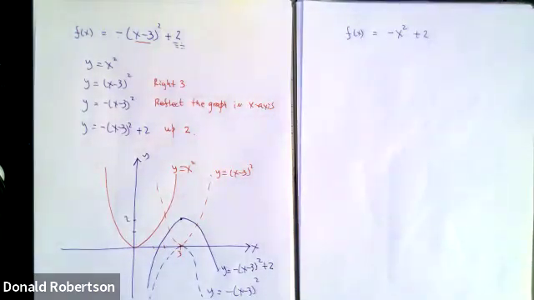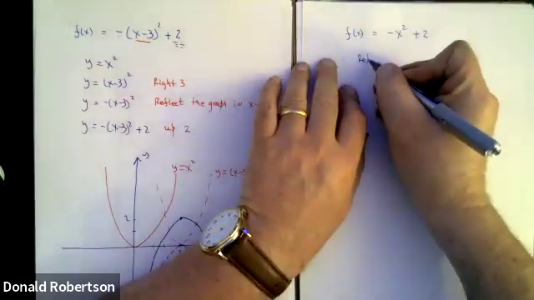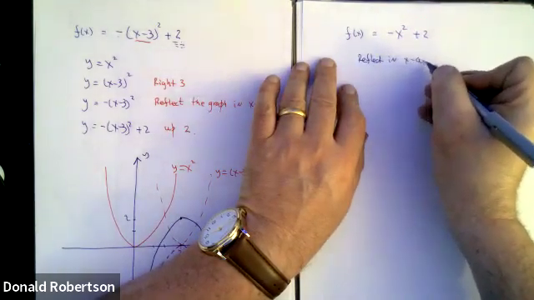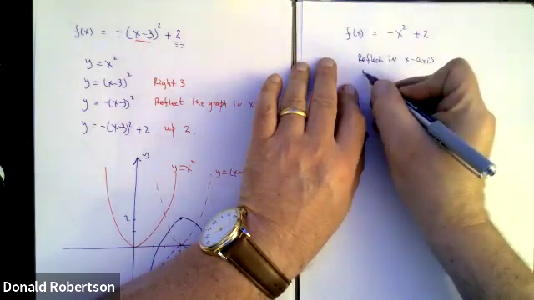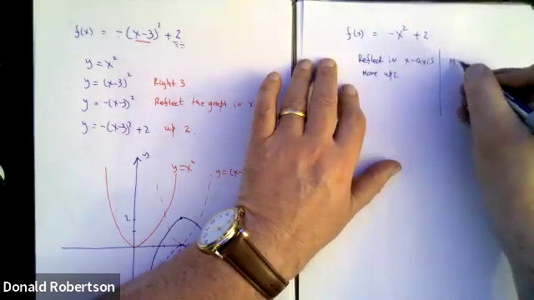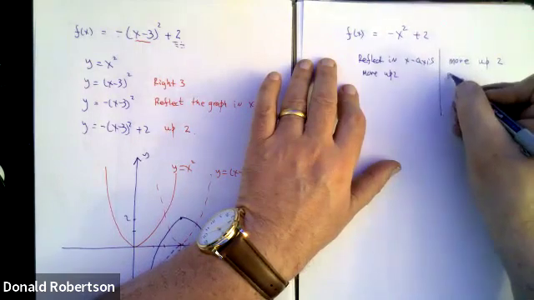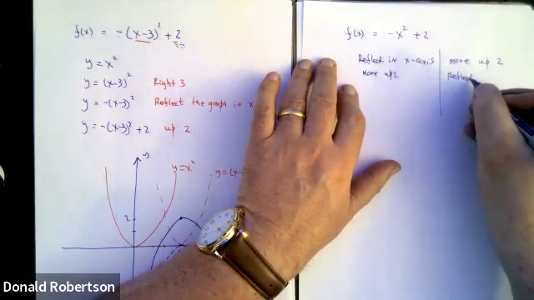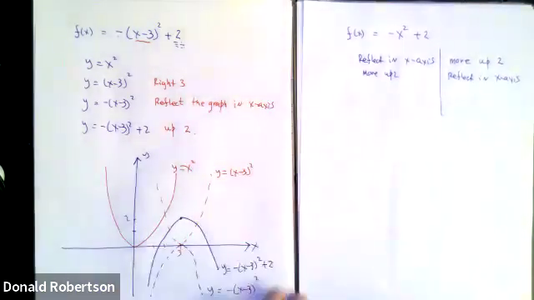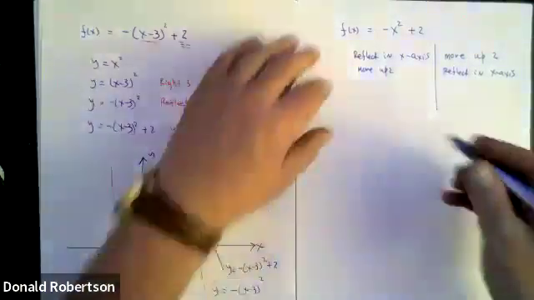Let's do that again. Well, it's pretty obvious that you've got to reflect in the x-axis, and you've got to move up 2. But suppose you decide to do those 2 transformations in the reverse order. Well, you might say, it doesn't matter, you're going to end up with the same graph. Well, sometimes you do, but sometimes you don't.